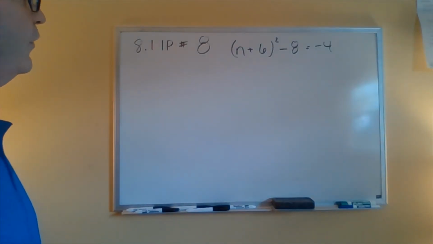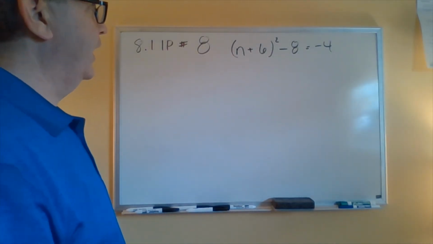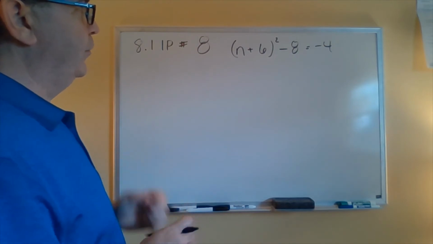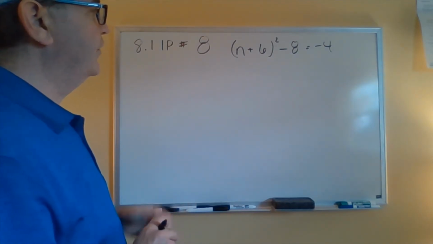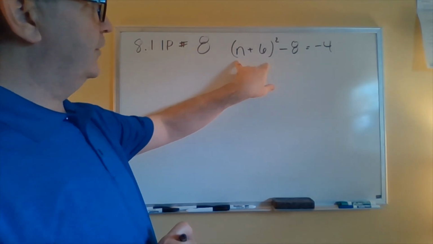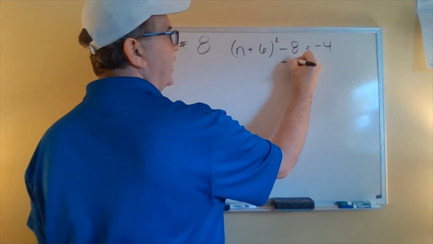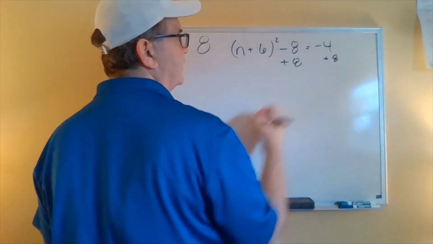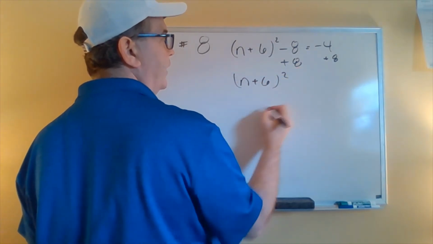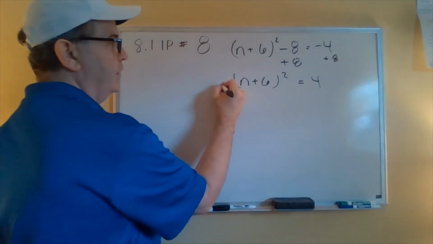Number 8, we have n plus 6 in parentheses squared minus 8 equals negative 4. Using the square root method, we have to identify what's that squared component we want by itself on the left side. That's the first thing we do. And it's n plus 6 in parentheses squared. That's our squared component. We need to get it by itself. So we're going to start by adding 8 to each side. I'll get n plus 6 squared on the left equals 4. Now we need to take the square root of each side.